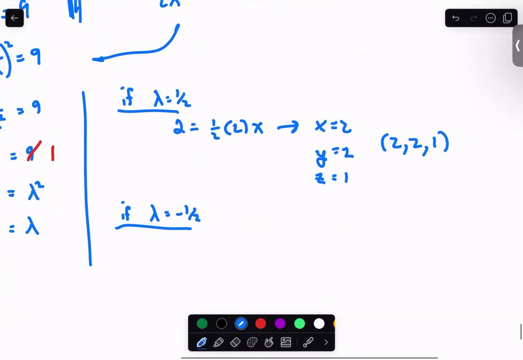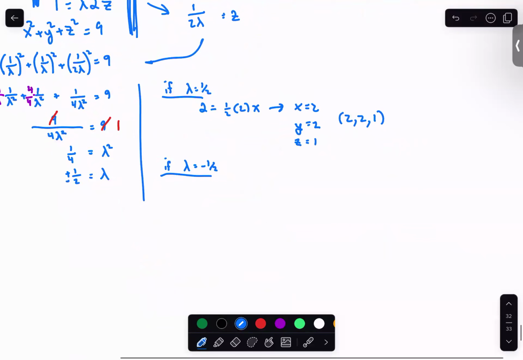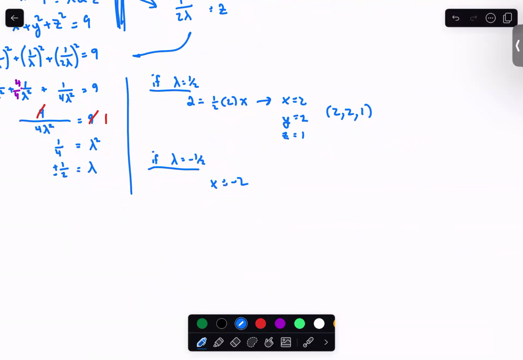And in the second case, if lambda is equal to negative 1/2, plugging these things in a little bit faster now, I hope you'll agree with me that we're going to have just the opposites. So we're going to have x is equal to negative 2, y is equal to negative 2, and z is equal to negative 1. So we have (-2, -2, -1).